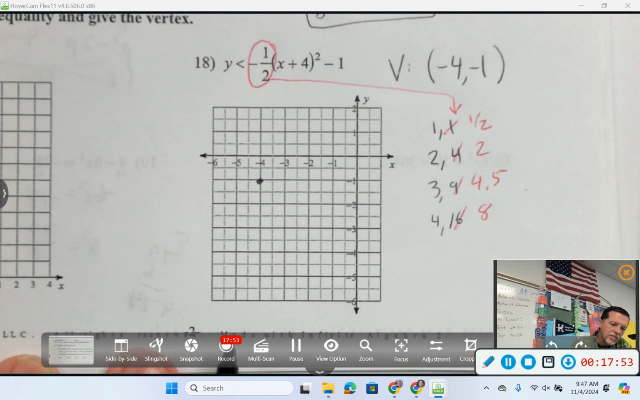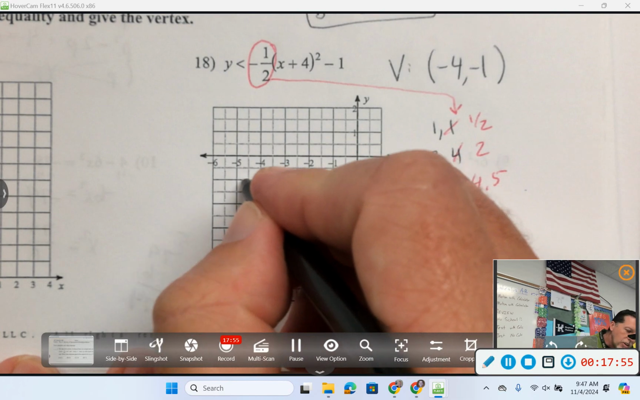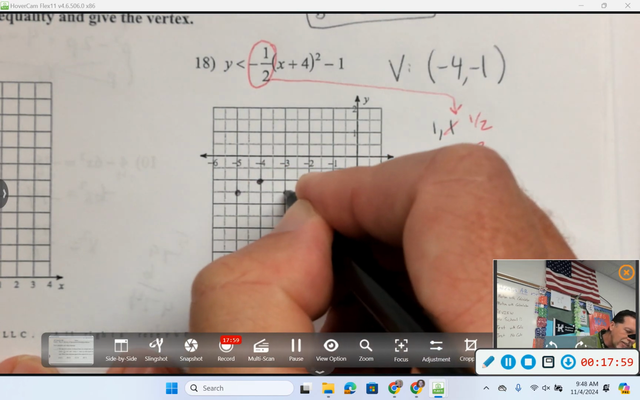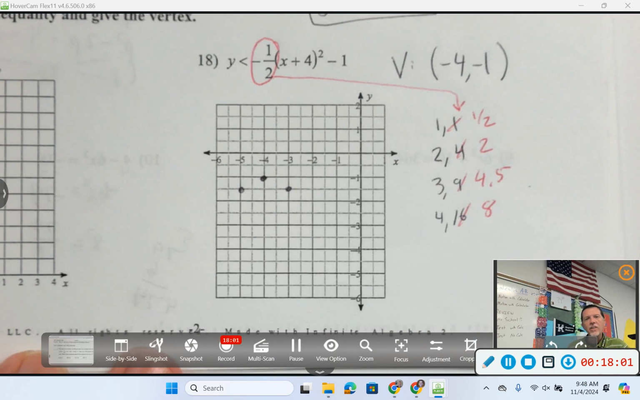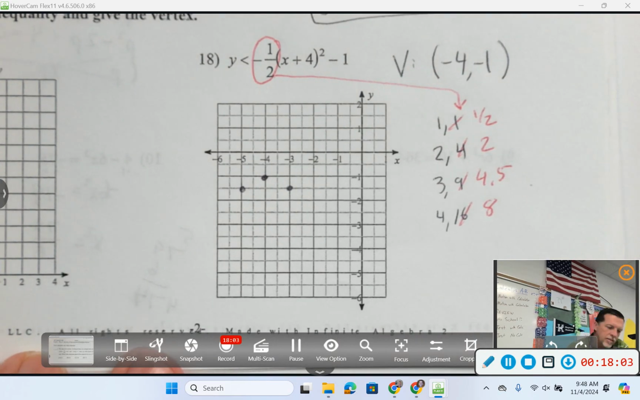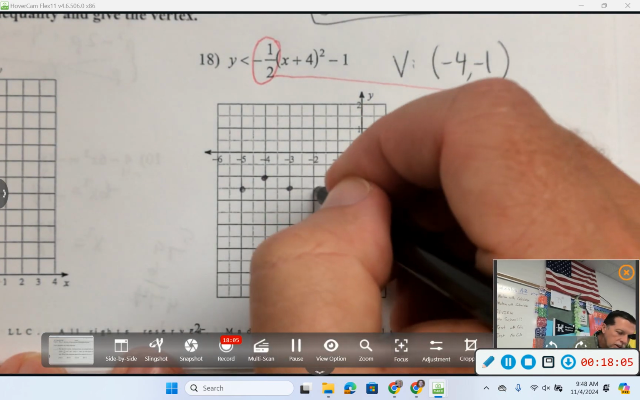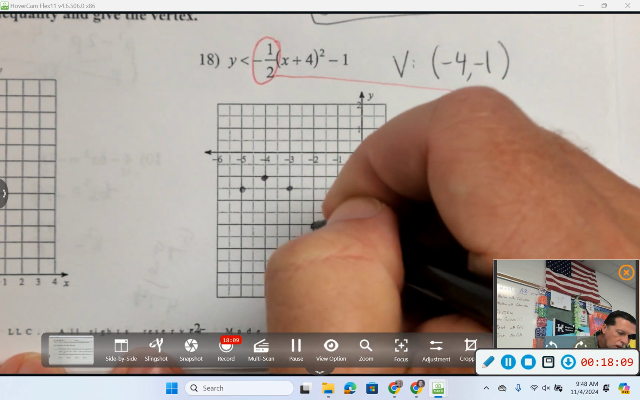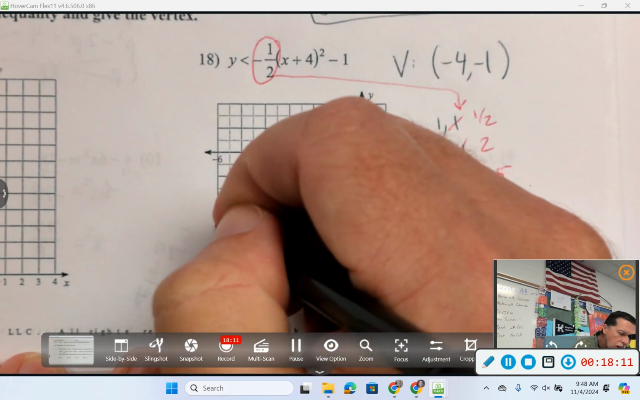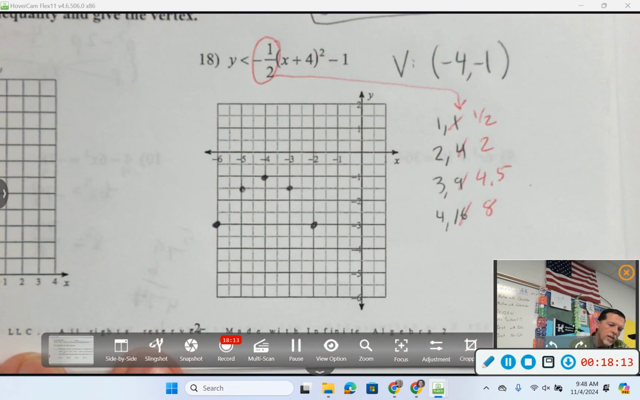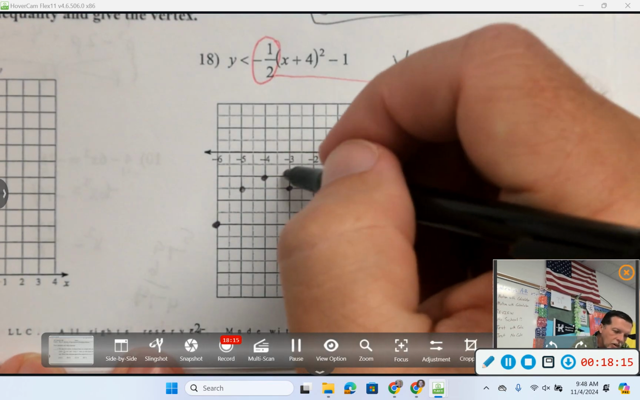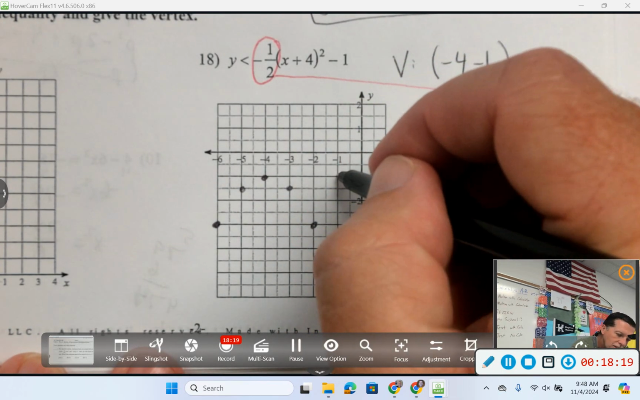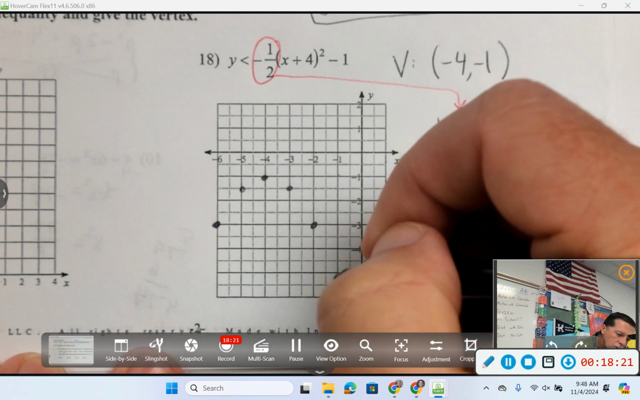It's negative, so it's going down. Over 1, down 1/2. Over 1, down 1/2. Again, careful with the scale here, the grid. Over 2, down 2. Oops. And I guess I can go over 3. 1, 2, 3, down 4.5.